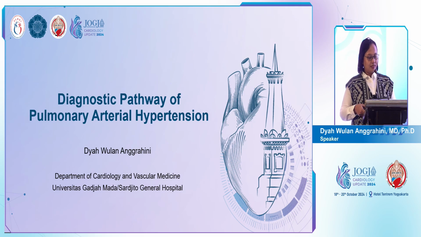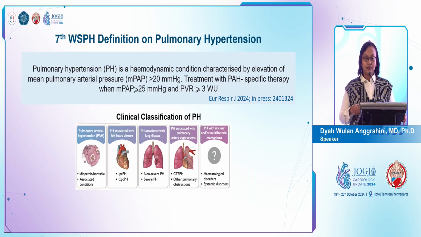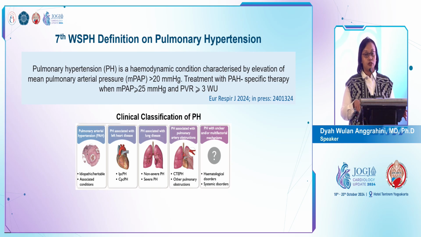And we will discuss a little bit about the diagnostic pathway of pulmonary arterial hypertension. I have nothing to disclose here. By the definition of pulmonary hypertension from the latest World Symposium on Pulmonary Hypertension, it is a hemodynamic condition characterized by elevation of mean pulmonary artery pressure of more than 20 millimeters of mercury. Of course, you cannot measure it without right heart catheterization, but anyway, we will show you how you can possibly notice some changes in patients who may have pulmonary hypertension.